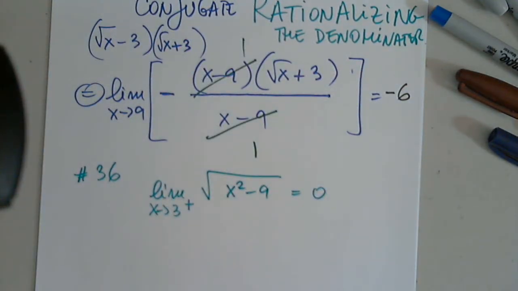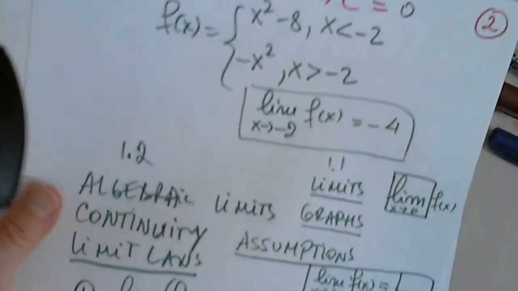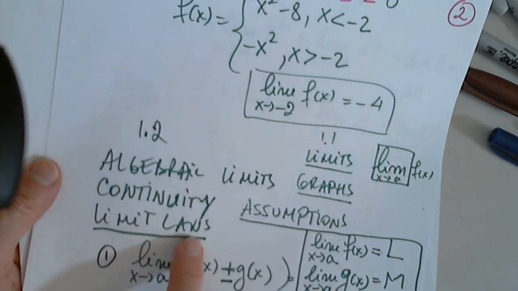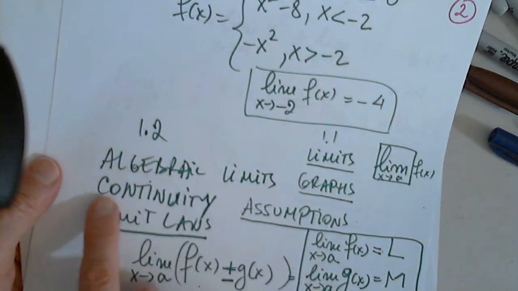Okay. So pretty much that's all I wanted to talk about so far. Now we are ready to finalize this section. Let me go back to what we just wrote here. So the algebraic limits and the limit laws, we're going to see more later, but now I would like to address continuity.